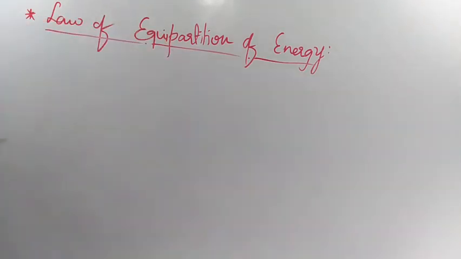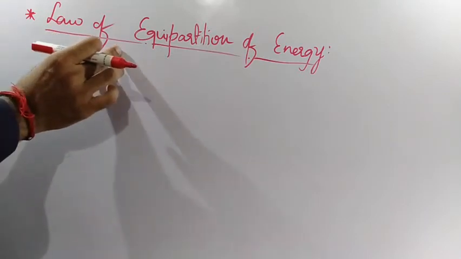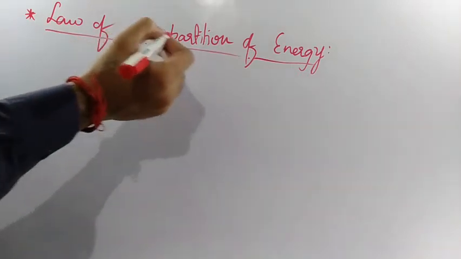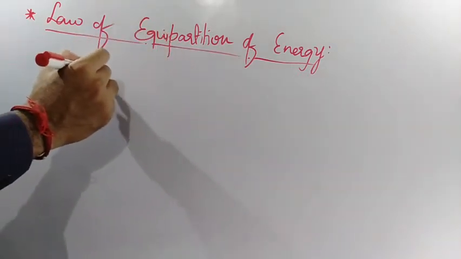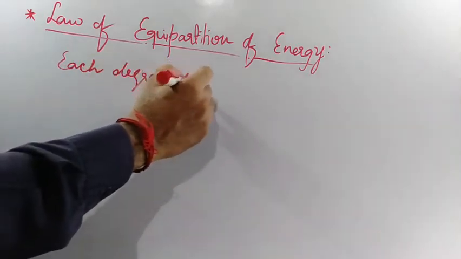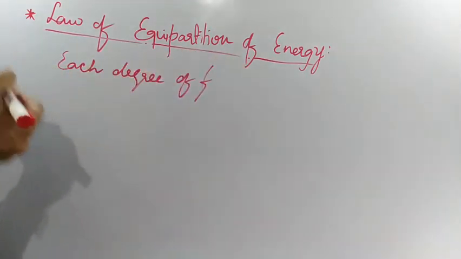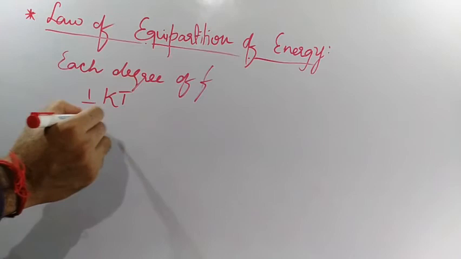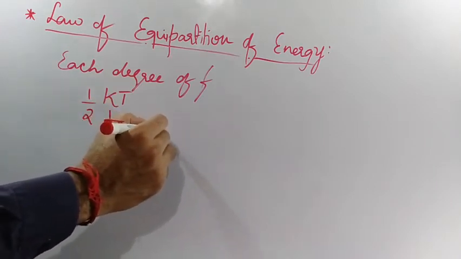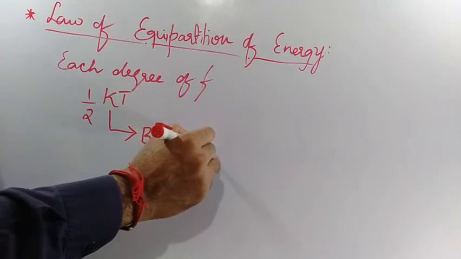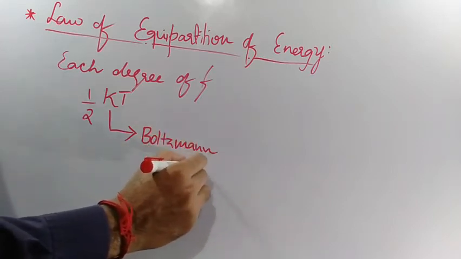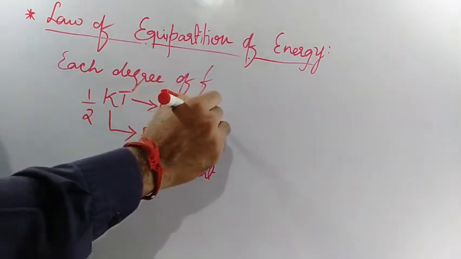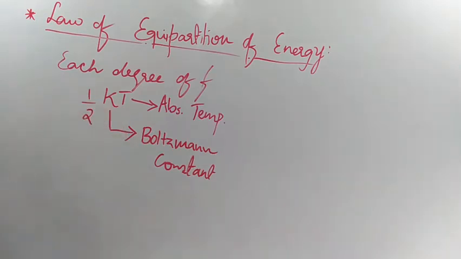According to this law of equipartition of energy, the total energy associated with a molecule is distributed among the number of degrees of freedom, and each degree of freedom will be supplied the energy of half kT. Okay, where k is nothing but what? Boltzmann constant, and T is nothing but absolute temperature. Absolute temperature means temperature in Kelvin scale.